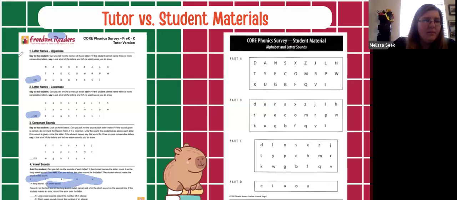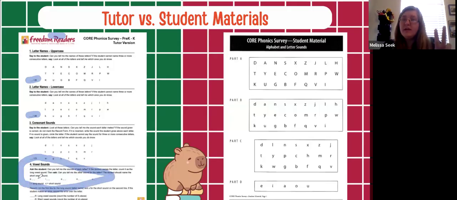And I cannot use this apparently. But right here has two scores. So they get a score if they get the long vowel and a score if they get the short vowel. So if you point to the A and they say the two sounds it makes are A and ah, then they get a point for each.